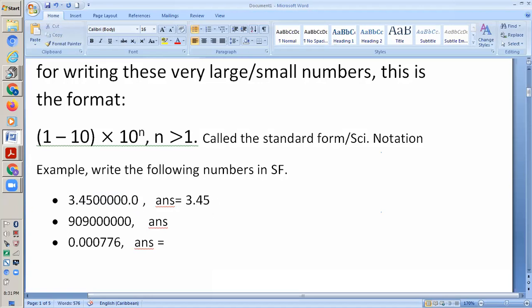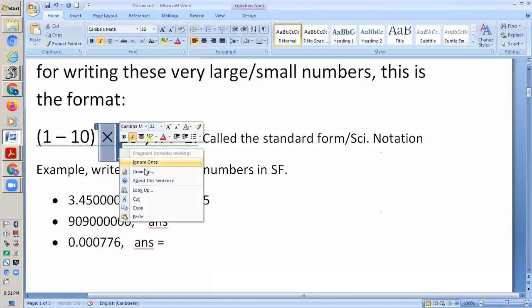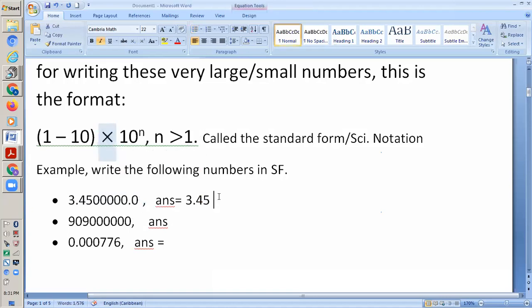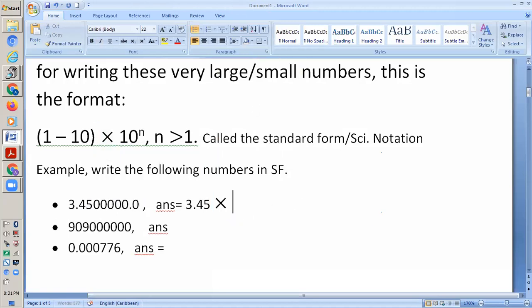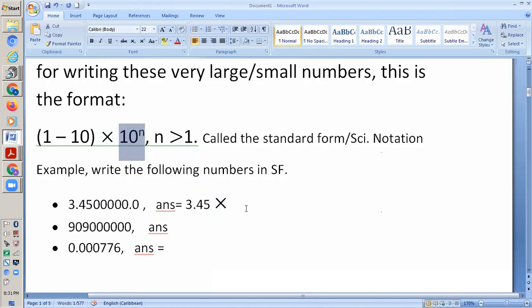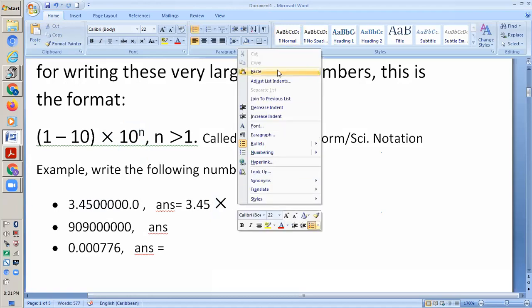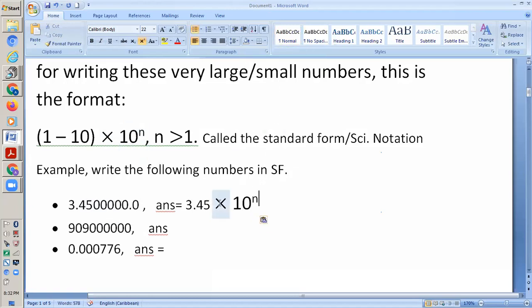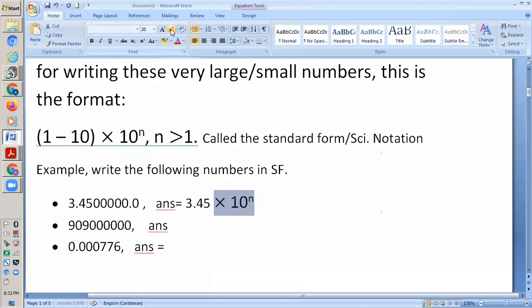All right. And the next part of the format says you put a multiplication sign. And then you multiply it by 10 to the n. That's the rule. So every standard form looks like this. But then we need to work out what the n is.